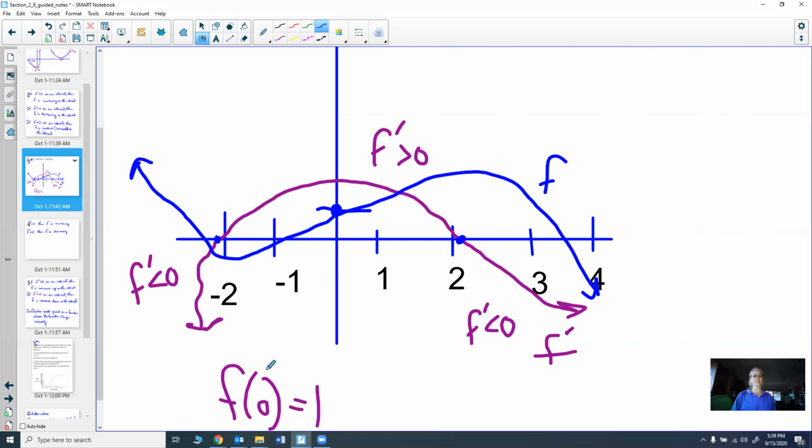Now, if I hadn't told you that f of 0 was 1, then I could have drawn a bunch of these, just shifting it up or down, because I didn't know exactly what point it went through here. But the basic shape would be the same. It's just a shift of the graph.